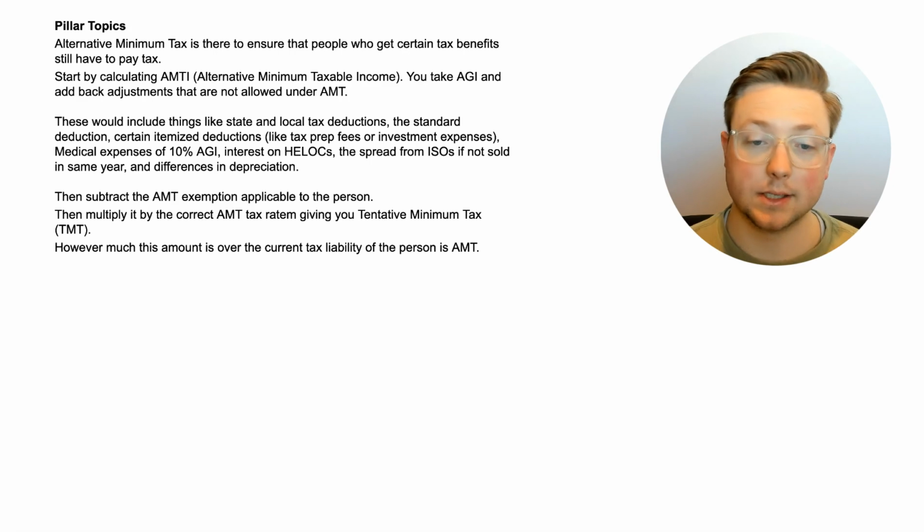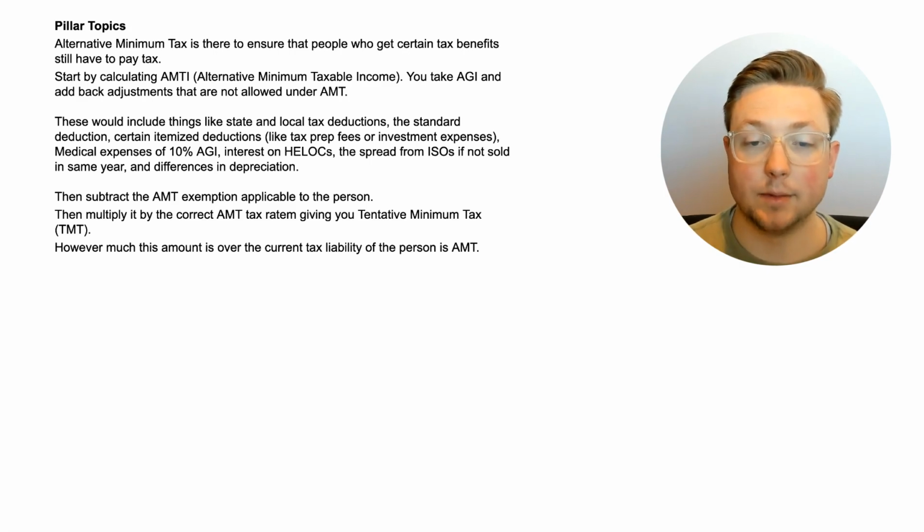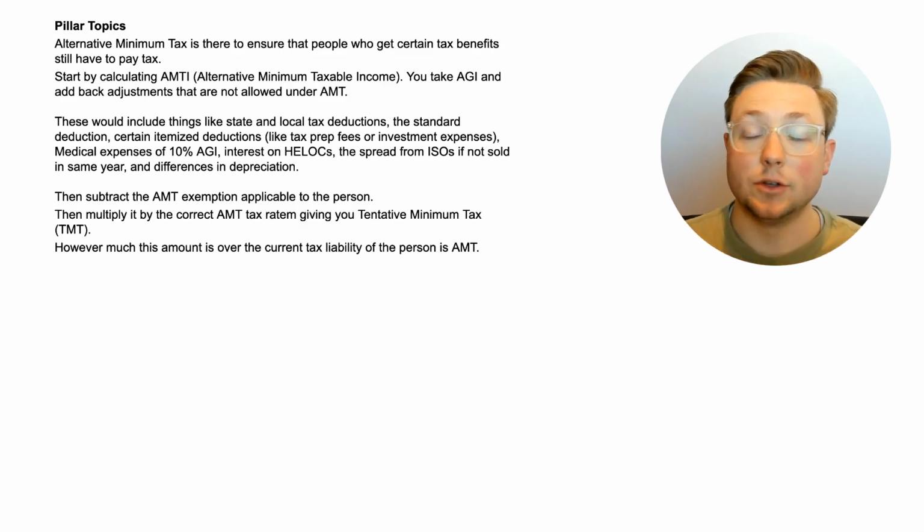And this would include things like state and local tax deductions, standard deductions, certain itemized deductions like maybe tax prep fees or investment expenses, medical expenses over 10% of AGI, interest on HELOCs, and that depends on the HELOC, the spread from ISOs if not sold in the same year, and differences in depreciation. So just in case I didn't mention it before, for ISOs, that spread that we had to add back to the AGI, that only matters if you didn't sell those ISOs in the same year they were exercised.